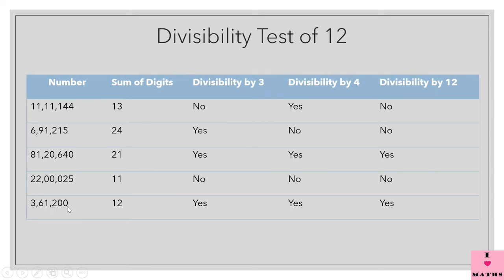3,61,200. The sum of all the digits of this number is 12. Since 12 is a multiple of 3, this number is a multiple of 3. And children, the last two places have zeros in this number. I hope you remember that if a number has two zeros at the ones and tens place, then that number is a multiple of 4.